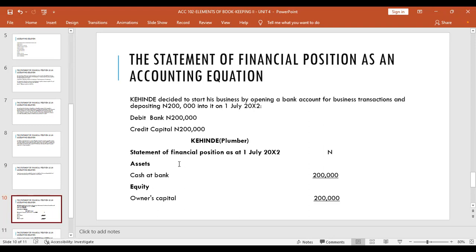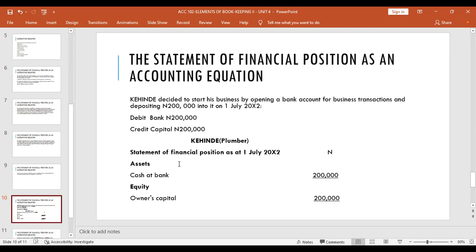So what do we do? The asset of bank has increased by 200,000. So I will debit the asset, bank account. Every time an asset account increases in accounting, we debit it. And every time an asset account decreases, the accountant will credit it. Every time a capital account increases in accounting, you must credit it. Every time a capital account decreases in accounting, you must debit it.